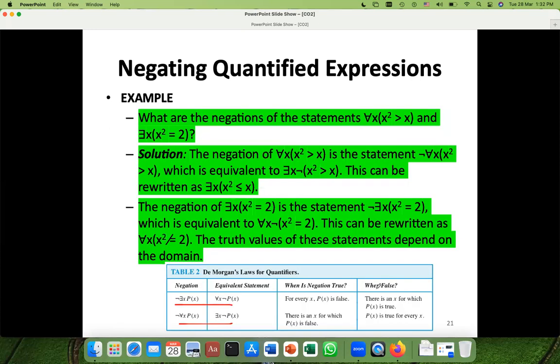Okay, so now this is example 2. Hopefully you will understand this thing again. What are the negations of the statements, this one and this one? Two statements are given to you and you are asked to give the negation of these two statements.